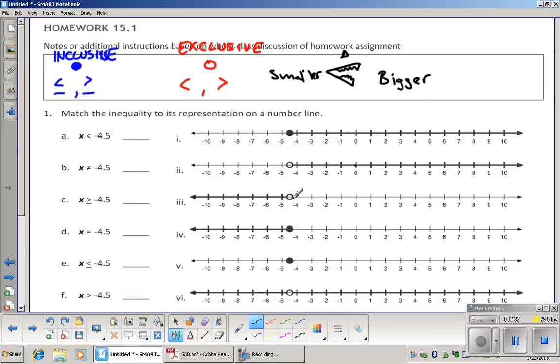Well, look at this one. It's an open circle. I'm looking at numbers that are smaller than 4.5. This is the winner. Winner, winner, chicken dinner. This is the answer. Now I'm going to skip this one and go to this one last.